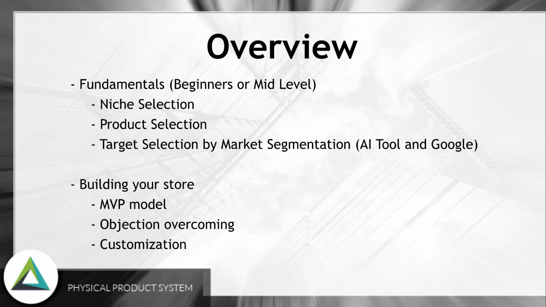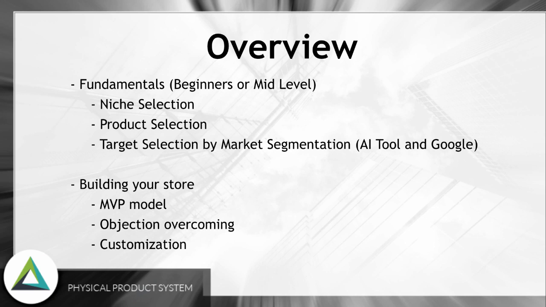So first, we're going to go over the fundamentals. Now, I list beginners and mid-level people here because more advanced people might not need to reread this course. This might be information that you already know. But we want to give it here, making sure that we're establishing a baseline for the beginners so they can get started. And also the mid-level people, this might be a nice refresher for you. So we're going to go over niche selection, product selection, and target selection in the AI targeting tool. And we're really going to identify who we're going to sell to and what we're going to sell.